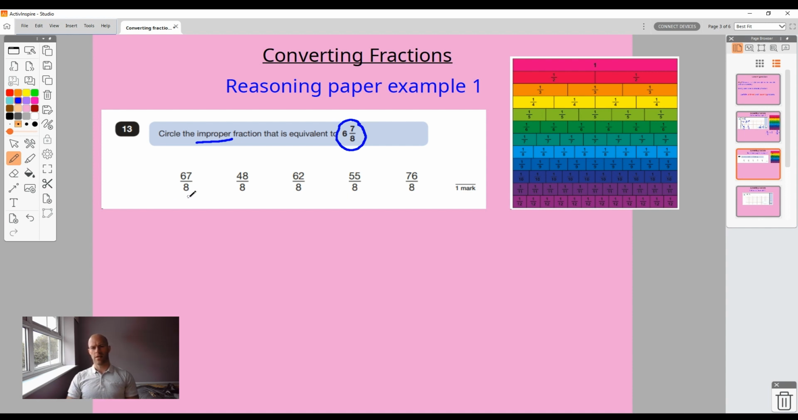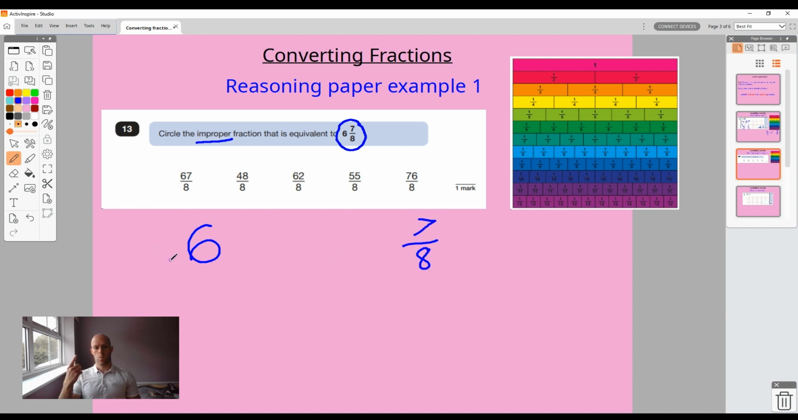You don't want to start going, oh, it looks like it would be around 62. Just completely ignore them. You've got everything you need up here. Circle the improper fraction that's equivalent to 6 and 7 eighths. So let's split this up. 6 over here, 7 eighths over here.